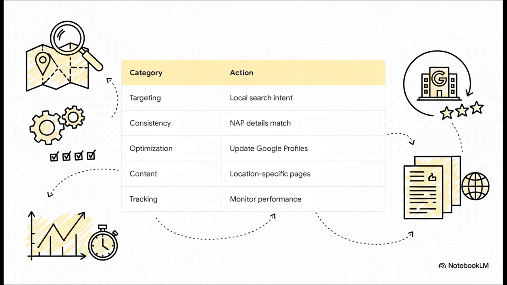Let's pull all of this together and see how this builds into one highly actionable master checklist. First, target your keywords with precise local search intent. Next, demand perfect NAP consistency everywhere to build that vital search engine trust. Then, optimize your Google business profiles obsessively. Make sure you build out dedicated location-specific pages for real local relevance. And finally, track your performance relentlessly so you can keep refining your strategy.